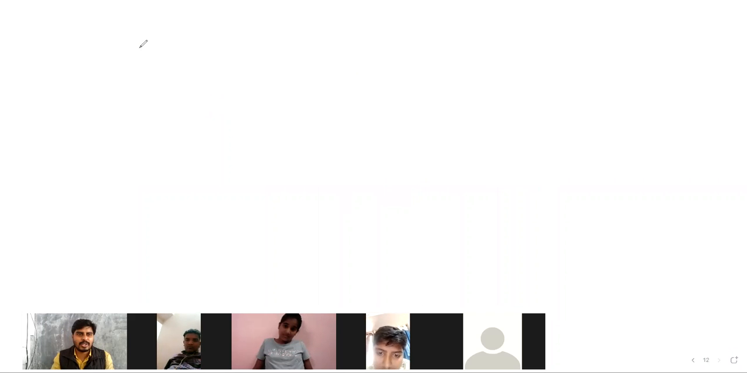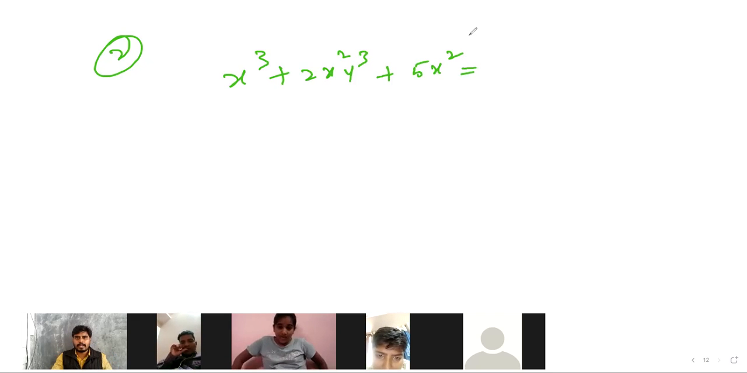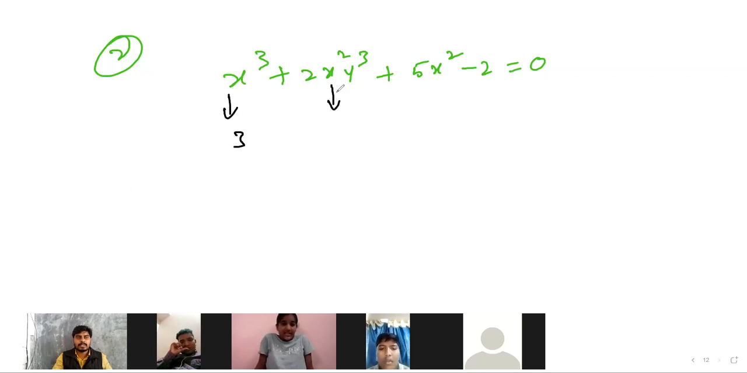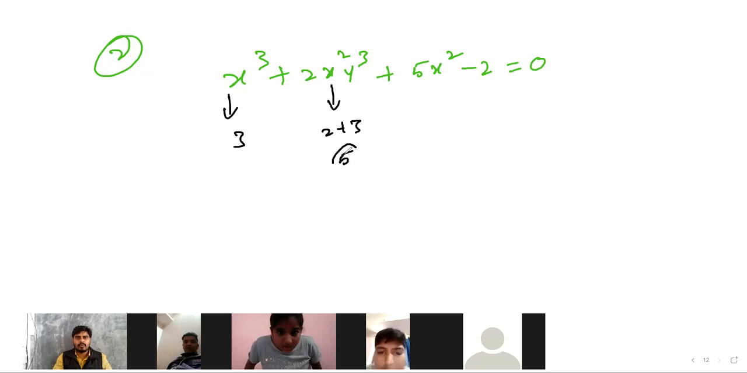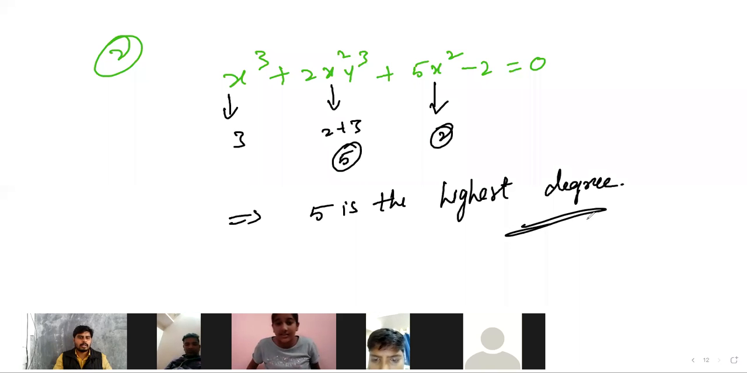Okay, I will create one more question for you. x cube plus 2x square y cube plus 5x square minus 2 is equal to 0. See, what is the degree of the first term? 3. Degree of the second term? 2 plus 3 is 5. And what is the last? 2. So what is the highest degree? 5. 5 is the highest degree of x. Okay, right?